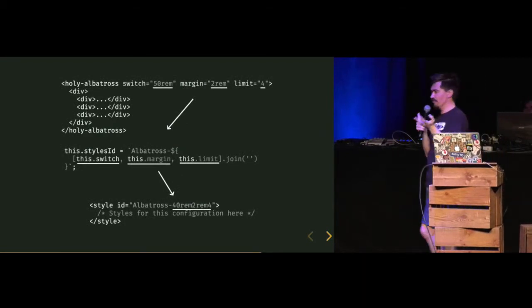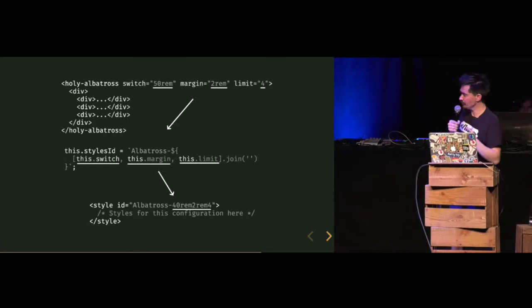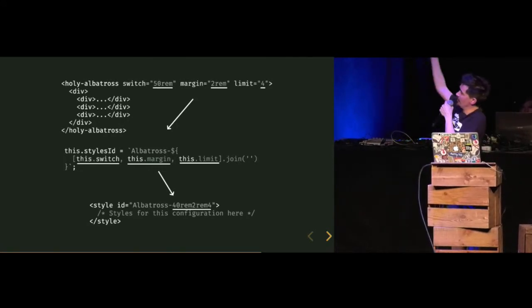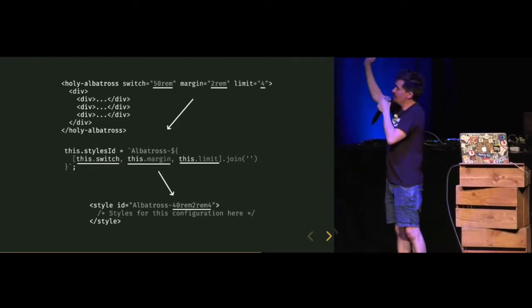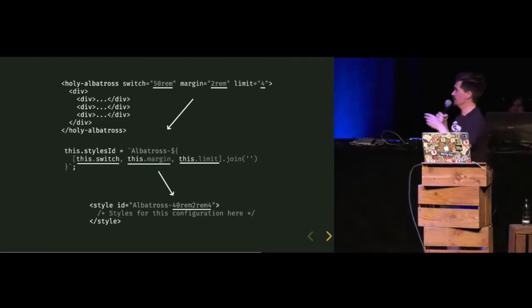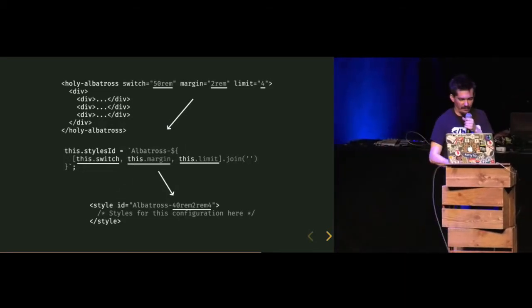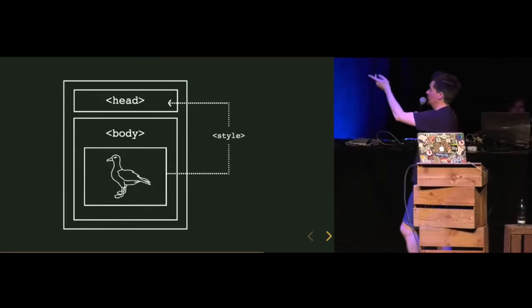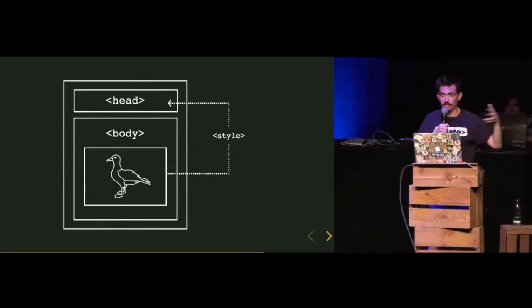What I did, and I guess CSS and JS libraries do something similar, is I decided that I would take the values for each of my props for my Holy Albatross, turn them into a string, which is a unique identifier, and use that as an identifier for a style sheet. And I would then append that style sheet to the head of my document. So it's just normal embedded CSS, nothing to do with Shadow DOM.